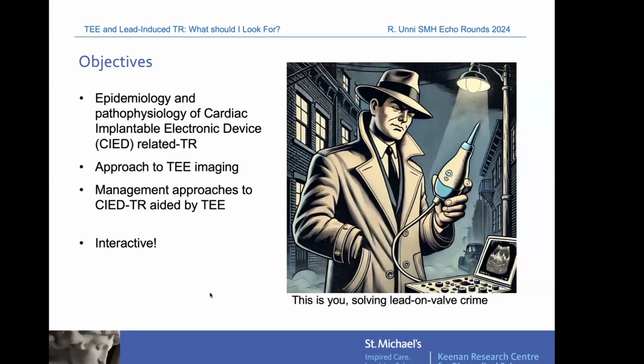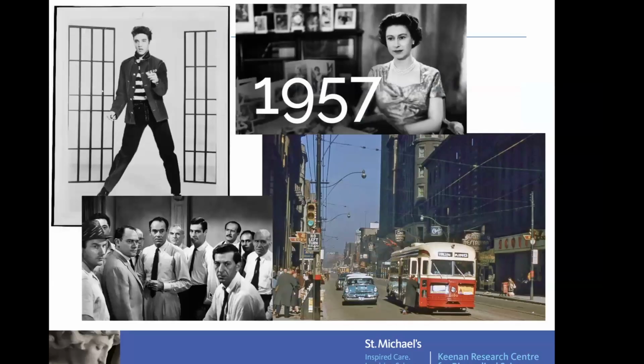I'm going to start with one of my favorite stories in medicine. Okay, so back to 1957. This is when Elvis had just released his first debut single. Canada was like 90 years old, just crazy to think about. The bottom right, there's a picture of Yonge and King Street.